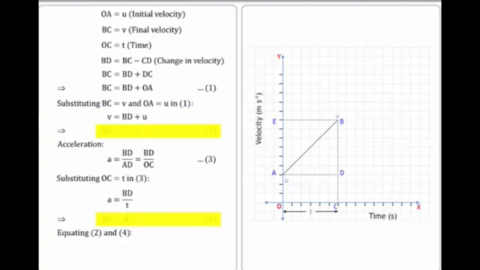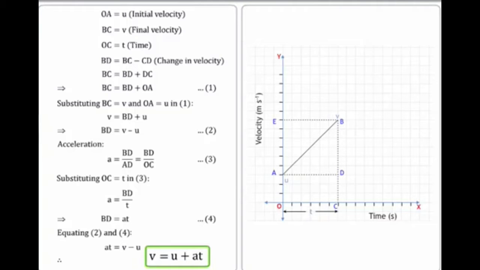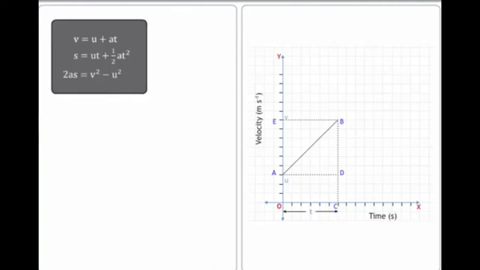Equating equations 2 and 4, we get AT is equal to V minus U. Therefore, V is equal to U plus AT. Let's now derive the second equation of motion, that is position-time relation.